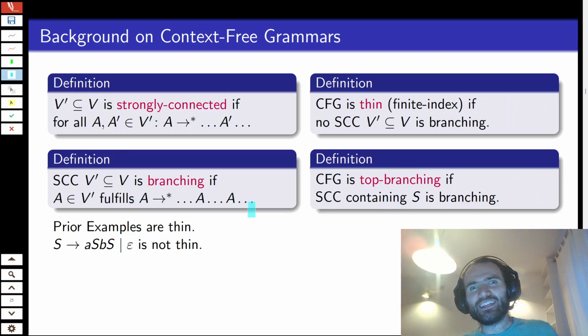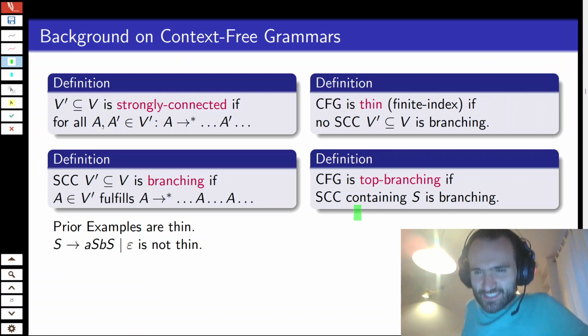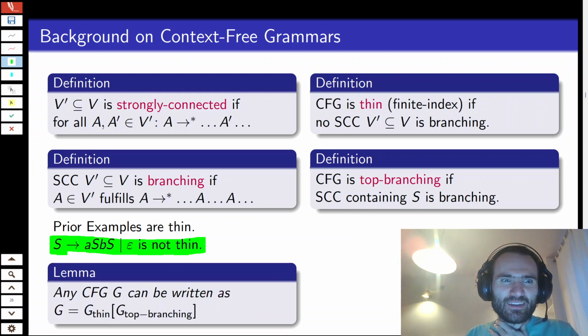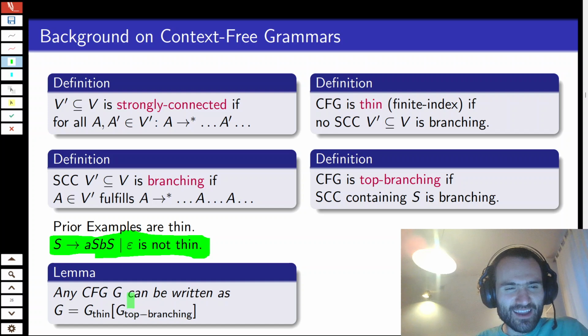And then we have the opposite of fin, or kind of the opposite, which is top branching. A context-free grammar is top branching if the strongly connected component containing the start symbol is branching. So for example, this one is branching. This one is top branching. It only has one SCC, so since it's branching, it's top branching.